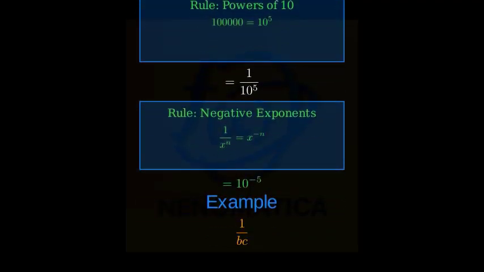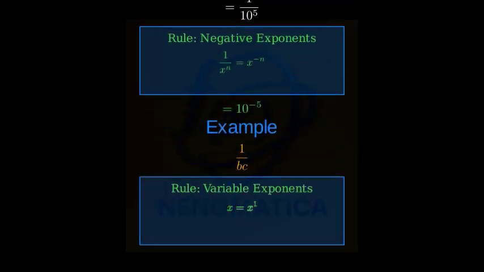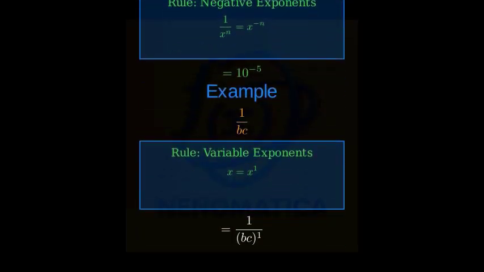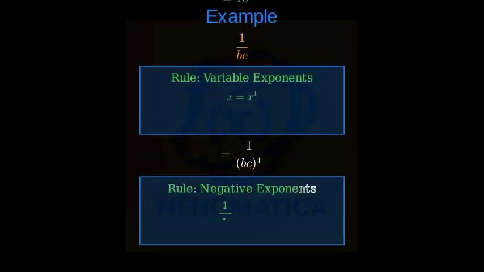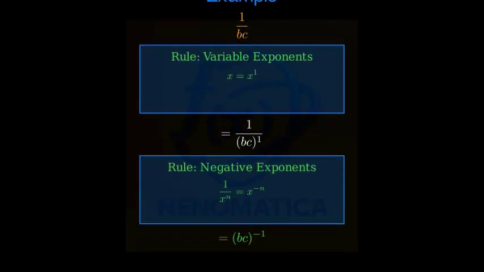We need to convert 1 over bc to a negative exponent form. First, let's rewrite this fraction using exponents. Since b and c each appear once in the denominator, we can write them as b to the first power and c to the first power, giving us 1 over the product b to the first power times c to the first power. Now, applying the negative exponent rule, we can rewrite this as bc to the negative first power.